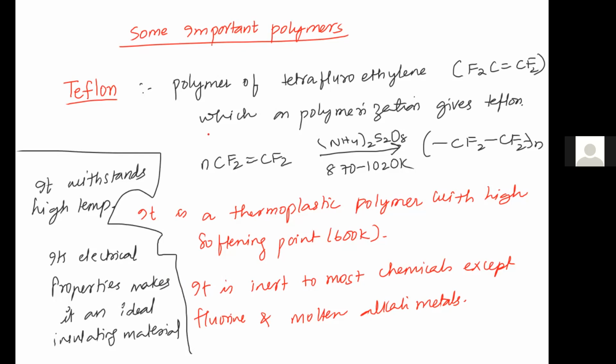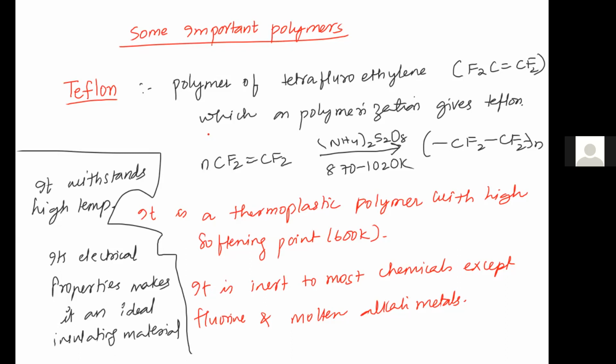So, non-stick cookware is made up of Teflon. We have Teflon used in a lot of other places also, like car and vehicle bodies. So I'm clearing the screen. This part is about Teflon that you have to know.